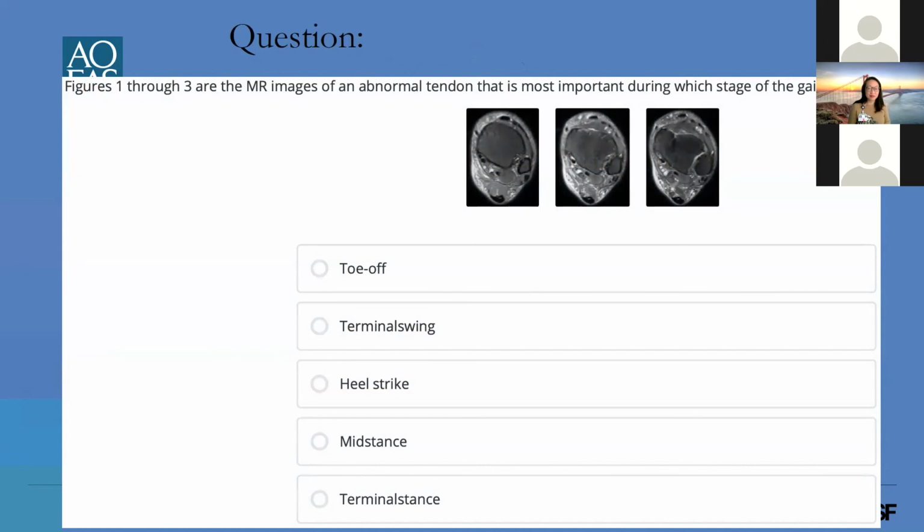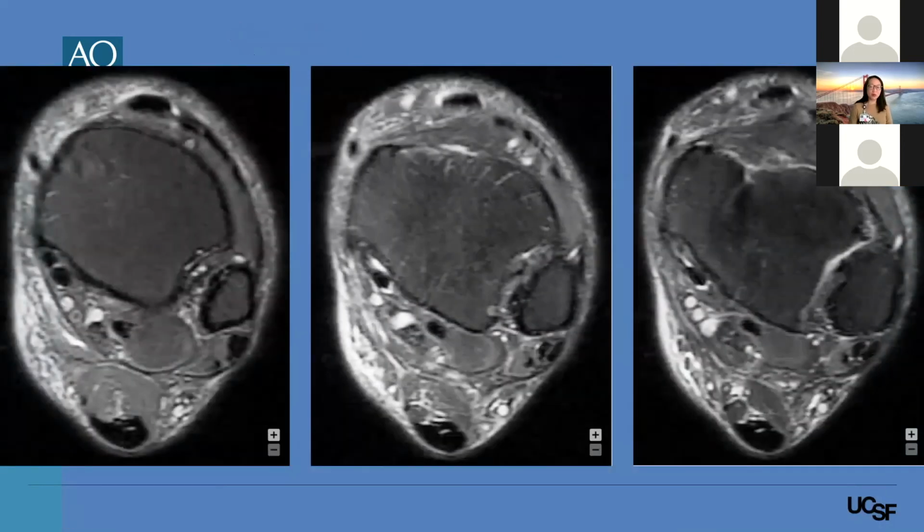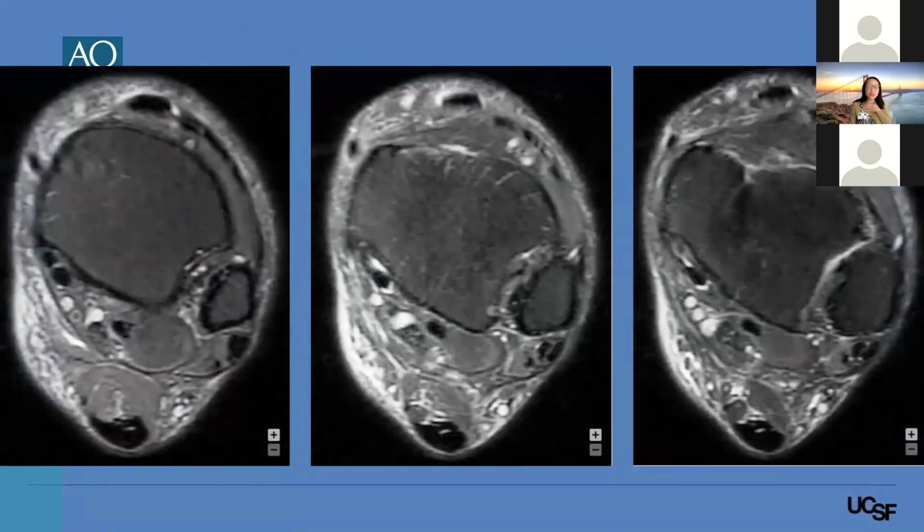All right, so figures 1 through 3 are the MRI images of an abnormal tendon that is most important during which stages of the gait cycle. Oh, so let me show you this picture, right? So this is a two-stage question. This is the hard question. So first you have to determine what tendon they are talking about, and then you have to determine what the actual question was, but let's look at this MRI here.